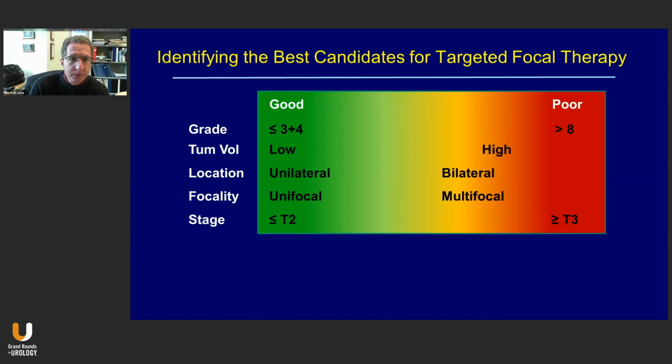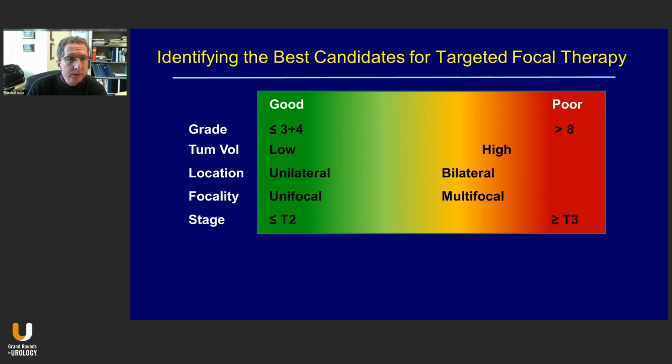So when we think about the best candidates for targeted focal therapy, you can use this figure here with green being good and red being poor. It encompasses a number of pathologic features. For instance, grade should be reasonably low grade, 3+3, 3+4, although higher grades can be done in certain circumstances. In general, Gleason grade 8 through 10 is a poor candidate for focal therapy.